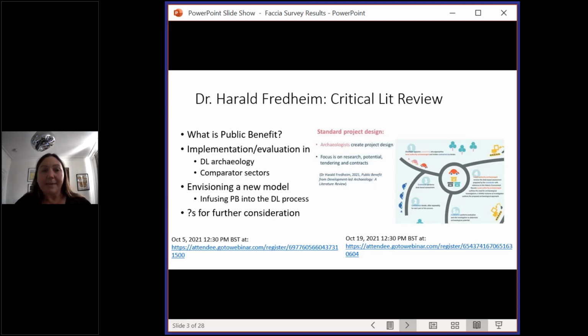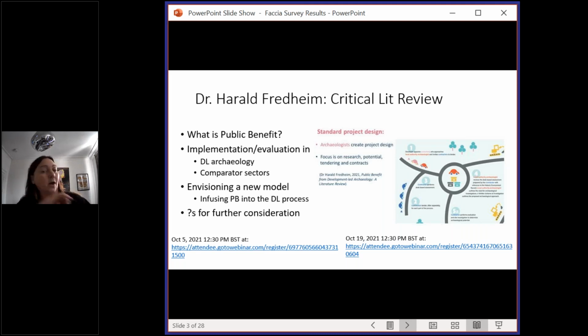Now, also part of the team has been Dr. Harald Fredheim. He's done a critical literature review asking what is public benefit and how do we tend to implement and evaluate it in developer-led archaeology, so construction-based archaeology, as well as in comparator sectors. And what he's done is he's tried to envision a new model of infusing public benefit into developer-led processes.